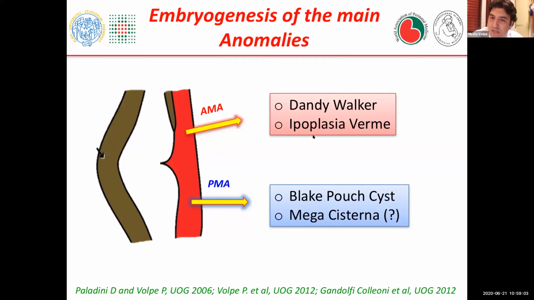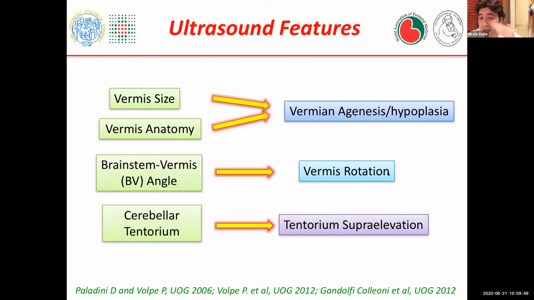But what we need to seek when we scan a patient, if we have a primary problem of the vermis, is that the size and anatomy will be abnormal. So either Vermian agenesis or hypoplasia. And the angle between the brainstem and the vermis will be abnormal, so the vermis will be upwards rotated. Another typical feature of the worst of these abnormalities, Dandy Walker, is the superelevation of the tentorium, that on the other side, for the other abnormalities, is usually normal.